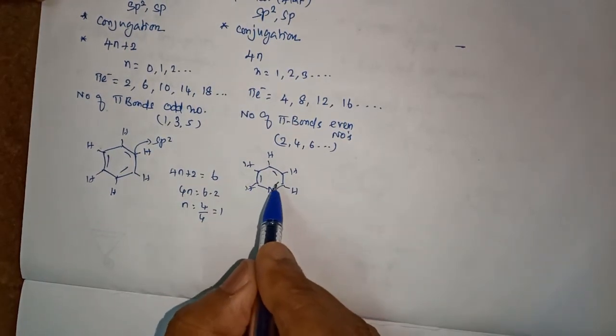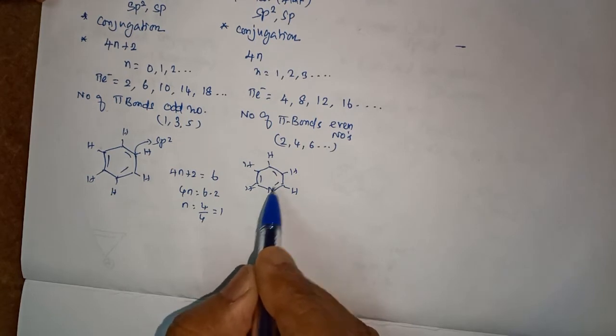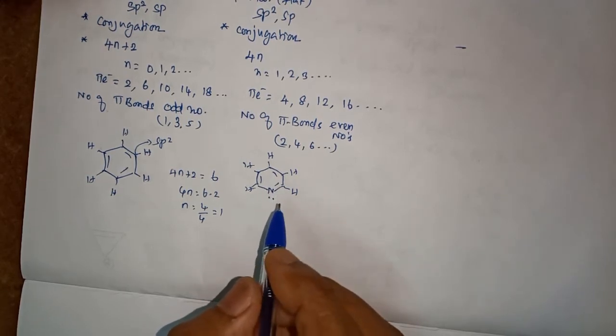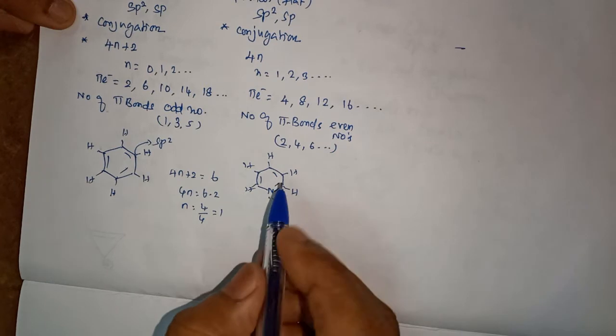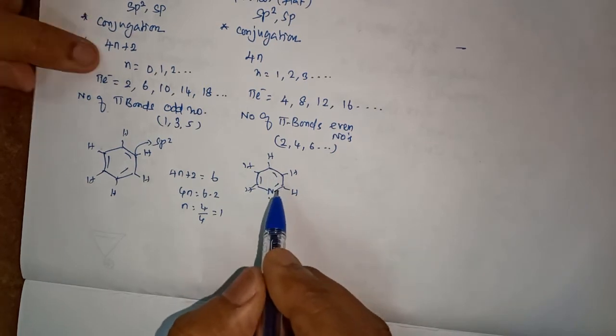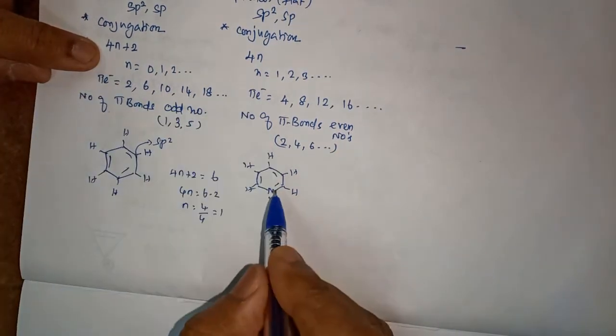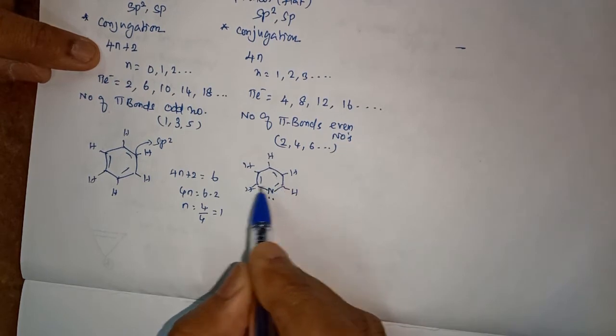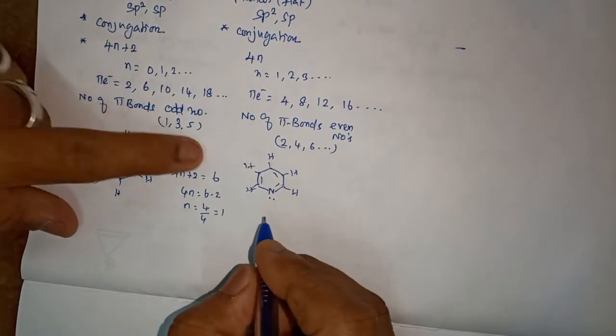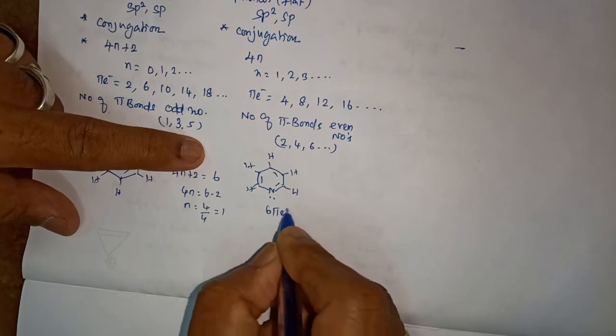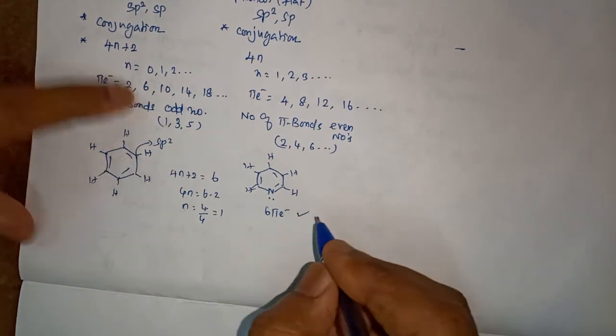Nitrogen is surrounded by 3 bonds here, with this lone pair. So it is planar, a flat molecule. Conjugation, yes: double bond, single bond, double bond, single bond. I want to know whether it obeys this or this. Number of double bonds: 1, 2, 3. It is an odd number, which means 6 pi electrons. 6 pi electrons here means this is aromatic.